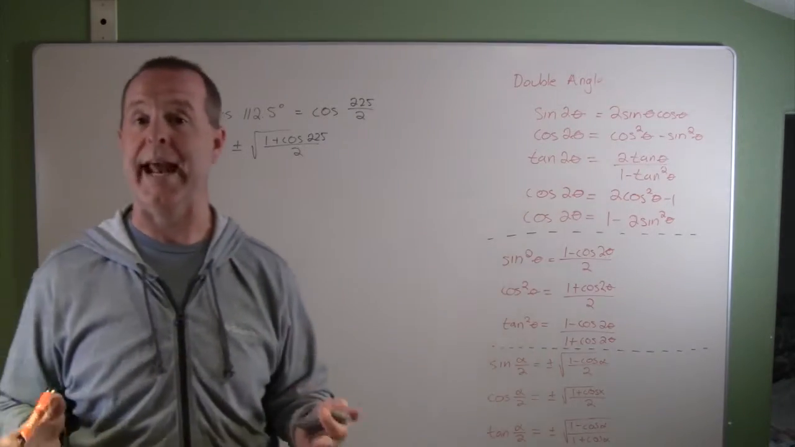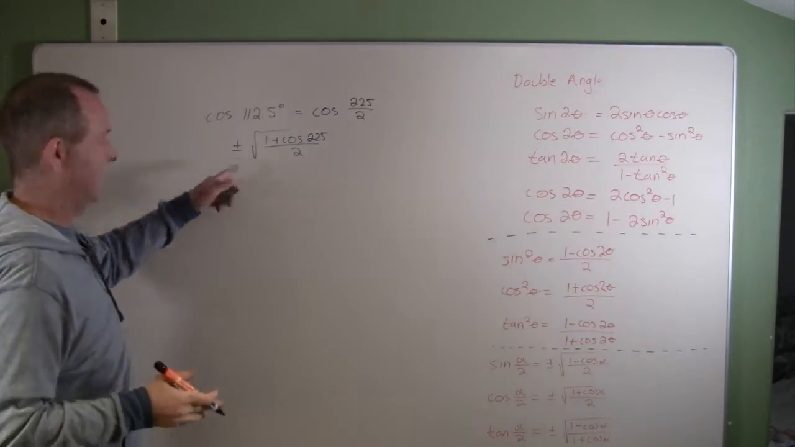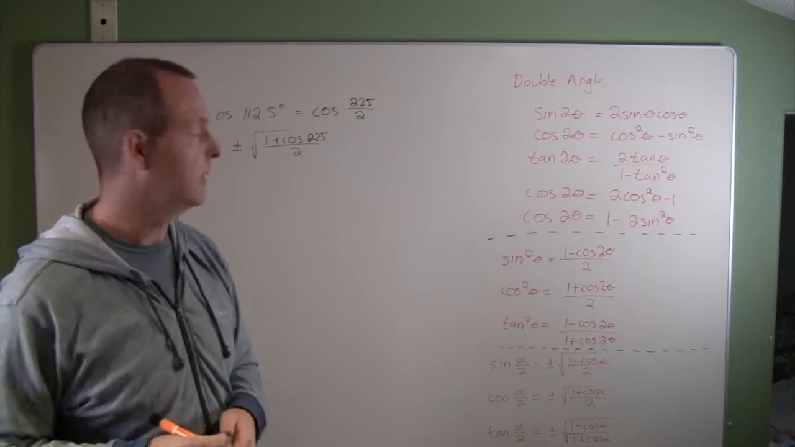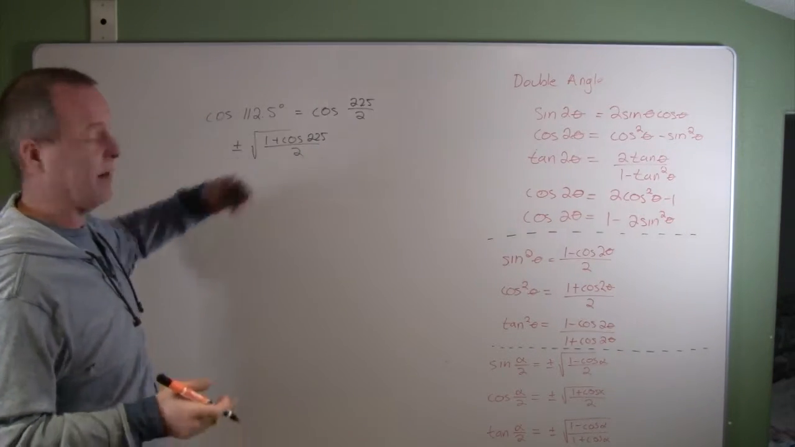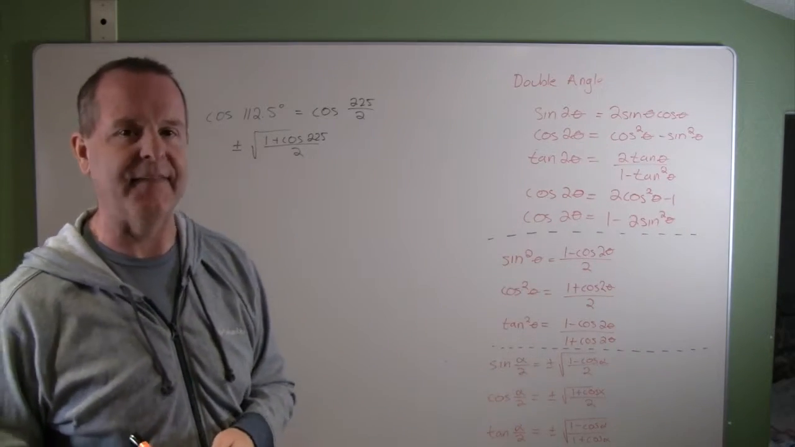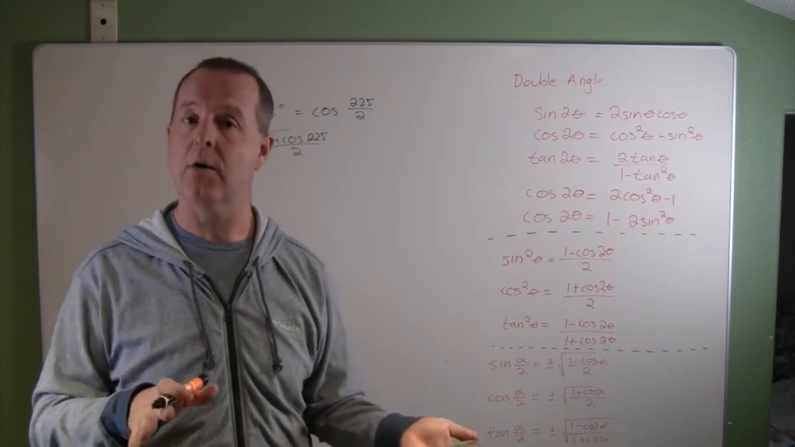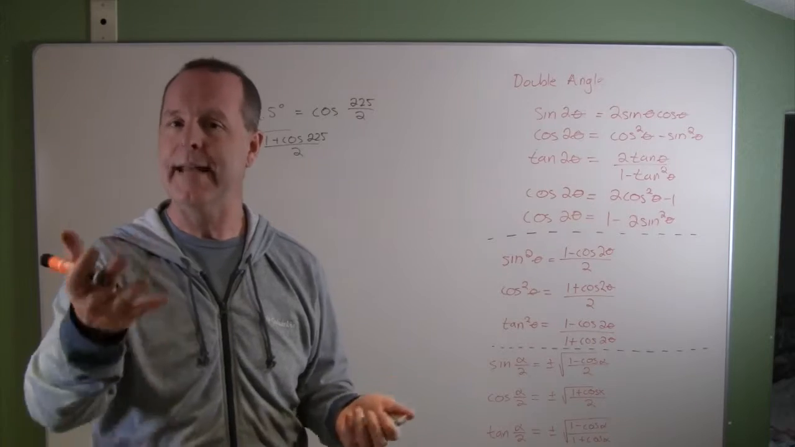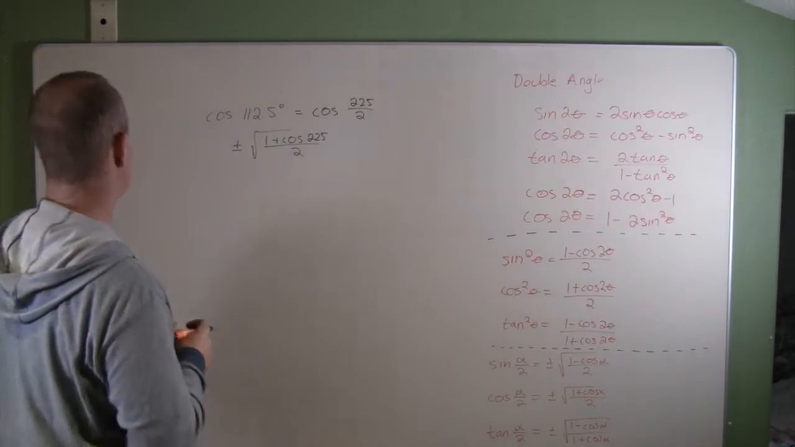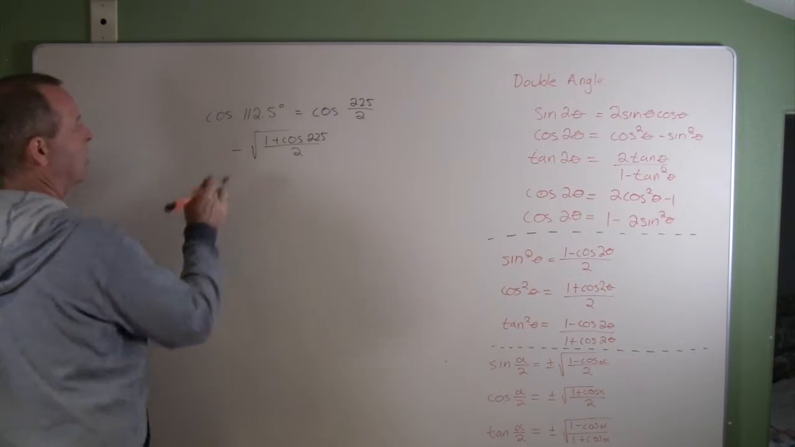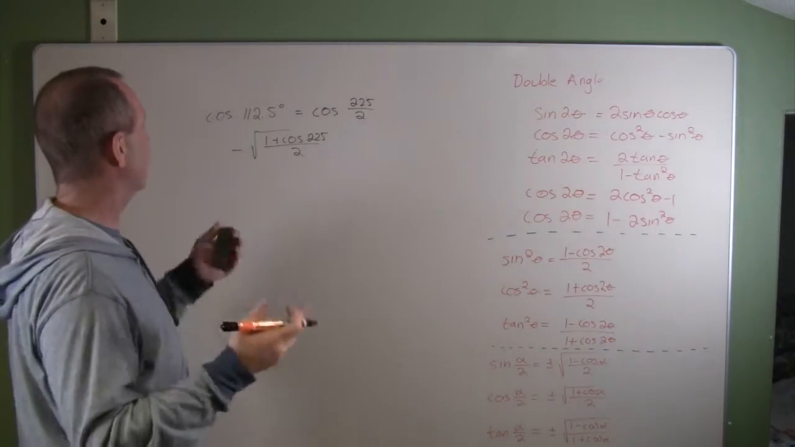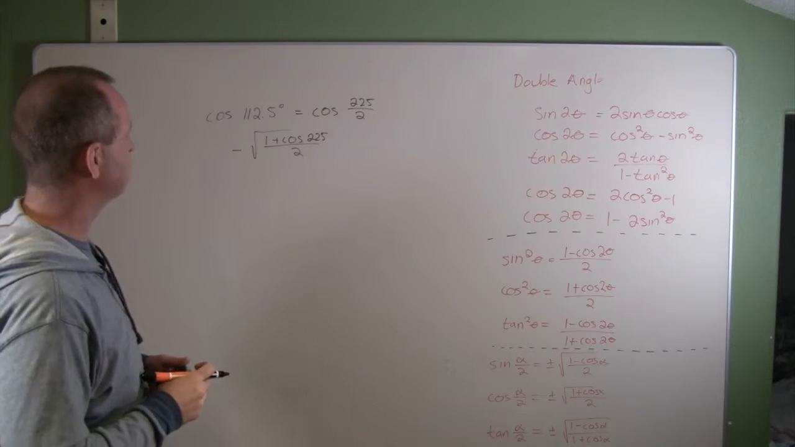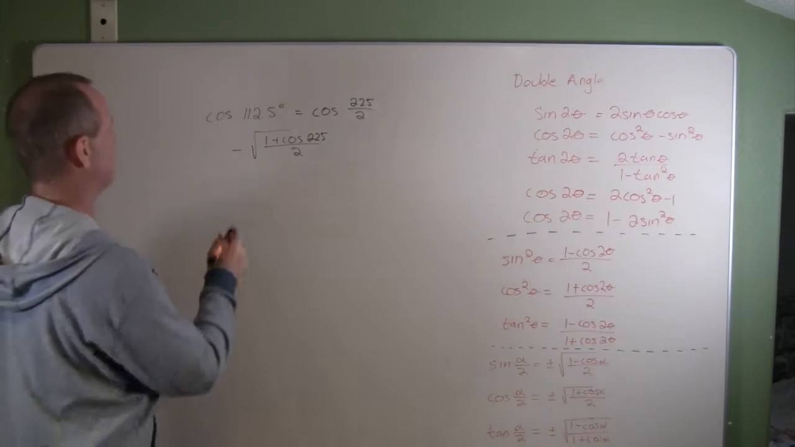All right, the first question we need to ask ourselves is, what sign? Is it a plus or minus that I have here? Well, the cosine of 112.5, if I remember, is in the second quadrant, and all cosines are negative in the second quadrant. So that being the case, I'm going to use the negative value of this problem. So then let's just work our problem out.